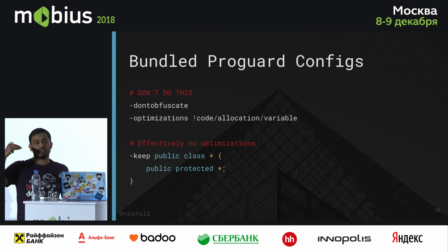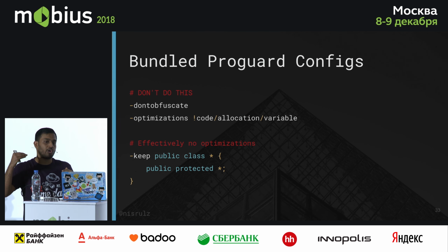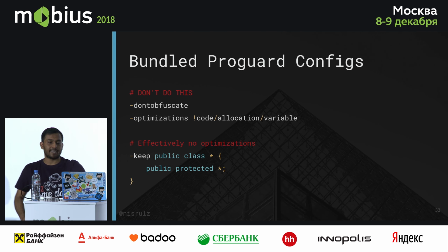This rule is coming from the library. It's being overcautious. This rule gets appended to your app's ProGuard rules file. Now, none of your app's code is getting obfuscated. None of the optimizations are running on your code, like allocation or the variable optimization that is possible. All the public classes with public protected methods are not getting optimized at all.